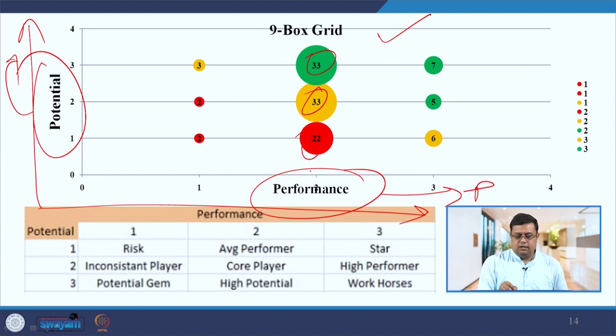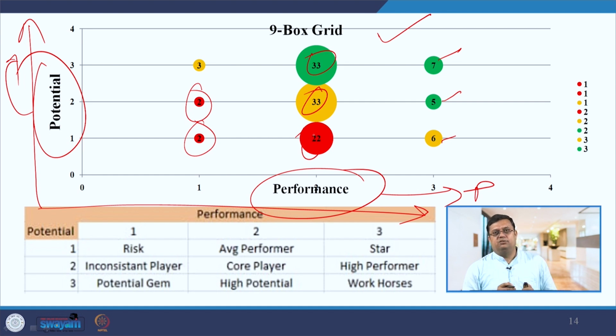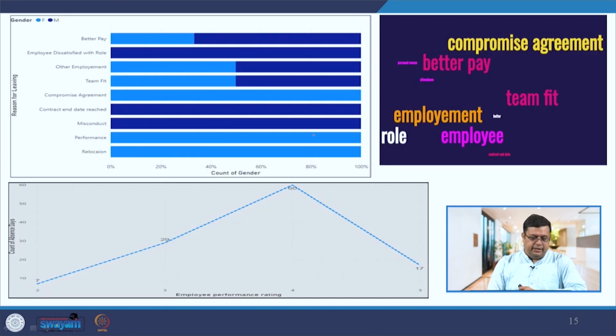These are the numbers of employees, and here it's 7, 5, 6. These red colors present the people who have a low level of skills. Yellow color represents the medium level of skills, and green color represents the high level of skills. That is not mentioned here, so you can write green represents high, yellow represents medium, and red represents low level of skills. That is how you can make it.